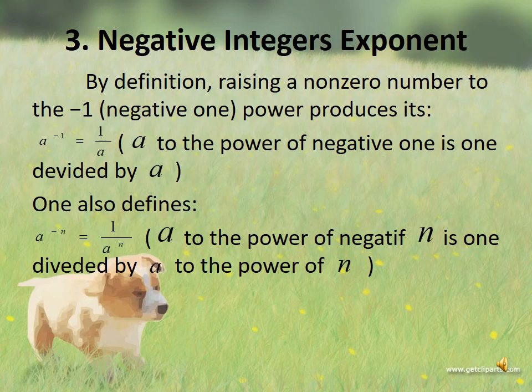Negative integer exponents. By definition, raising a non-zero number to the power of negative 1 produces a to the power of negative 1 is 1 divided by a. One also defines a to the power of negative n is 1 divided by a to the power of n.